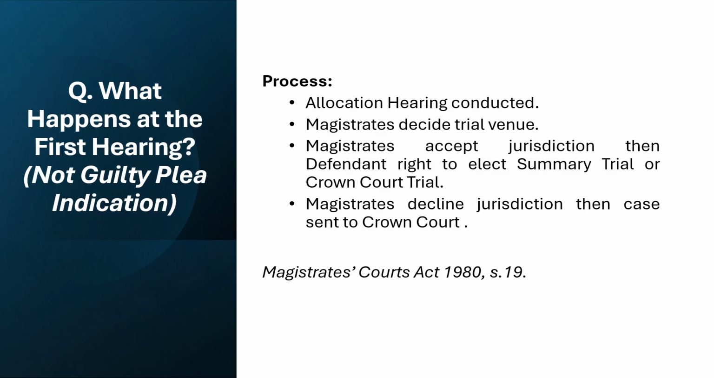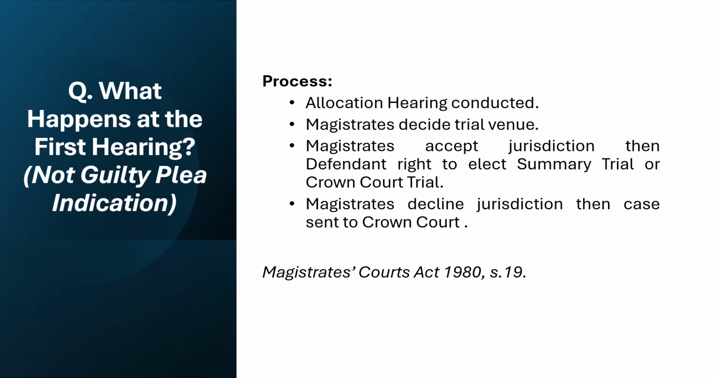So the question here is what happens at the first hearing for a not guilty plea indication for an either way offence? There's an allocation hearing that's conducted. Magistrates decide on the trial venue. Magistrates either can accept jurisdiction, then the defendant has the right to elect a summary trial or a Crown Court trial.